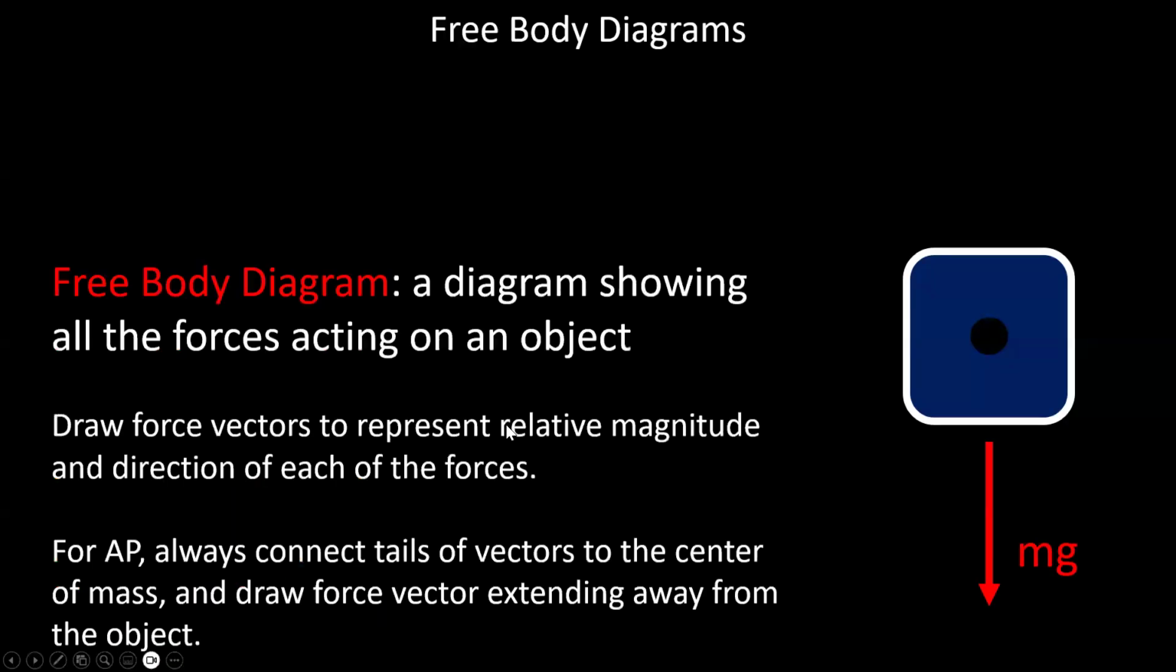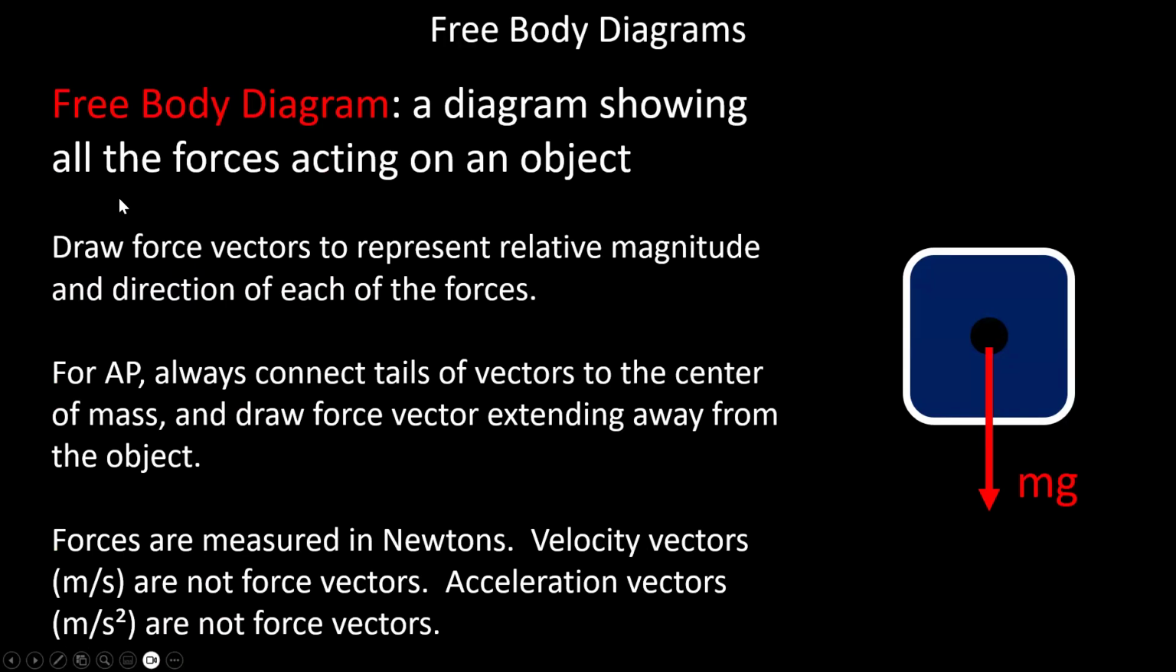So free body diagram, let's start with the definition. A diagram showing just the forces acting on an object. A few months from now, we might bring in torque or moments, but for now, just the forces, right? So draw force vectors to represent the relative magnitude and direction of the forces. Suppose there are multiple forces on an object, and you can represent forces with these vector arrows. What if I draw two vector arrows, and one's really long and one's really short? Does that imply a really big force and a really small force? So the length of the arrow is directly proportional to the force.